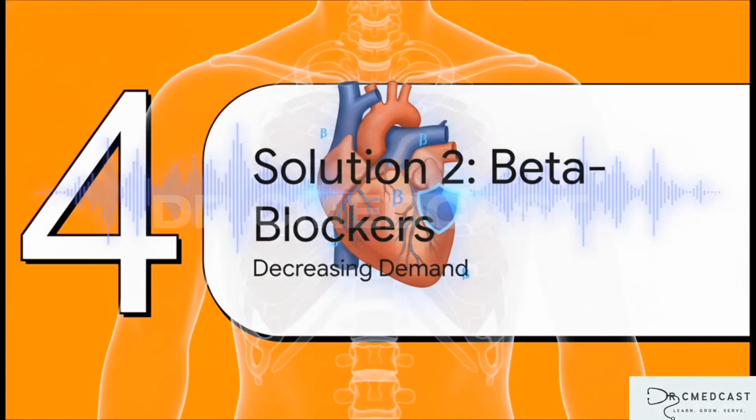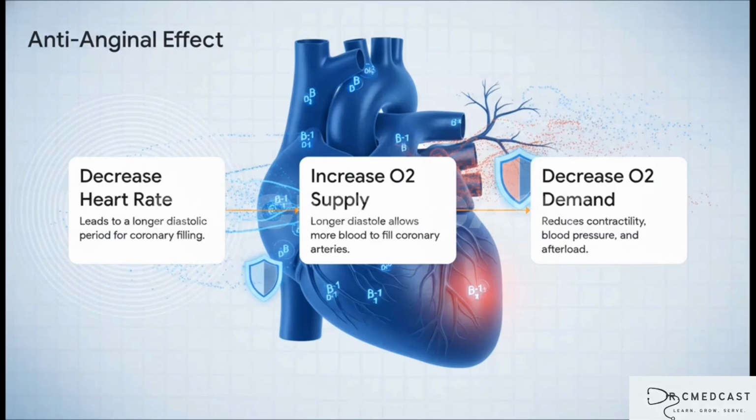All right, on to our second tool in the box. This class of drugs takes a totally different approach. It focuses almost entirely on the demand side of the equation. I'm talking about the beta blockers. The whole strategy with beta blockers is to just calm the heart down. They block beta-adrenergic receptors, which directly slows the heart rate and reduces how forcefully it contracts. The logic is pretty simple, right? If the heart works less hard, it's going to demand less oxygen.